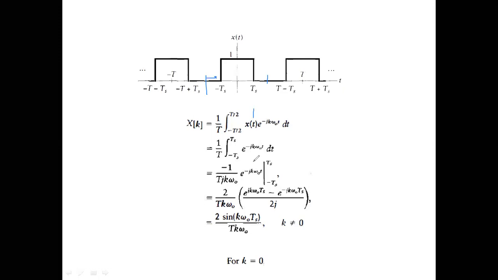Once this is integrated, we will get something like this. If you had a calculator, you could have substituted, but this is the general form: e to the power j theta minus e to the power minus j theta divided by 2j. So we'll write it as a sine.